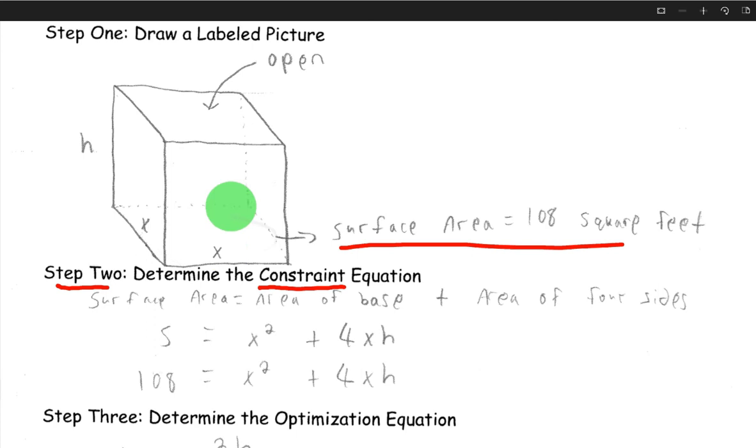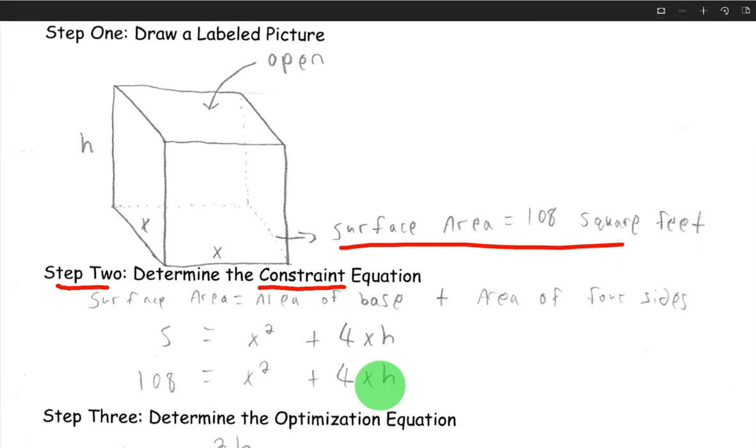Well, the area of the bottom is just x squared. The area of any one of these sides would be x times h, and since there's 4 of them, that would be 4xh. Putting that together, the surface area would be equal to x squared plus 4xh. And therefore, we can plug in 108 for s, since that's how much surface area we have to deal with. So now we have 108 equals x squared plus 4xh.